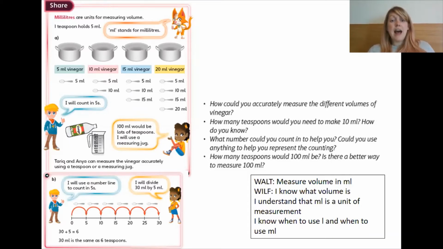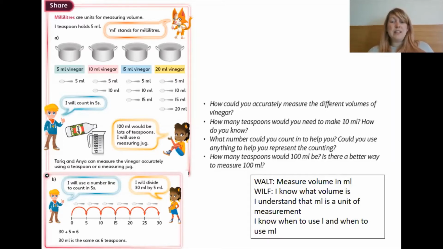Dexter's saying that actually he can use his knowledge of multiples of 5 to help him measure out the different amounts of vinegar. So you can measure out 5 millilitres for 1 teaspoon, 10 millilitres for 2 teaspoons, 15 millilitres for 3 teaspoons, and 4 teaspoons for 20 millilitres. Now you could have a go at doing this at home, pouring it into a cup, seeing what 5 millilitres or 10 millilitres or 15 millilitres looks like.